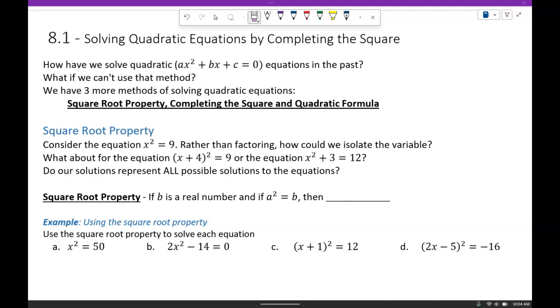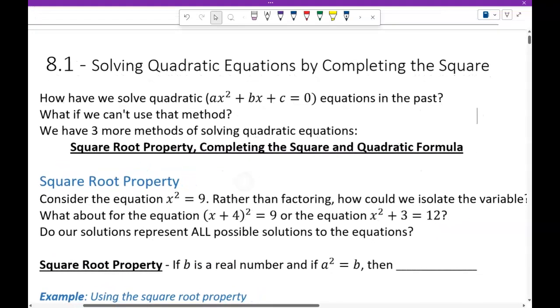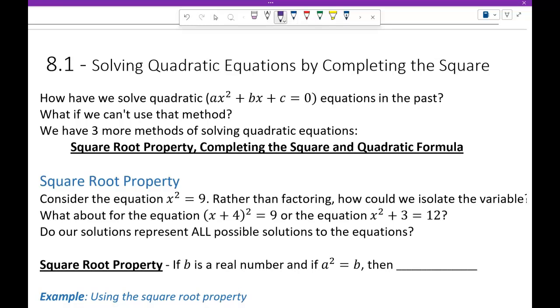In this next chapter, we're going to take some time to look at some other ways of factoring or solving quadratics and how we can use these methods to solve other types of equations and polynomials as well. So in the past, when we've had a quadratic in standard form as shown here, we've had to rely on the factoring technique in order to solve it.